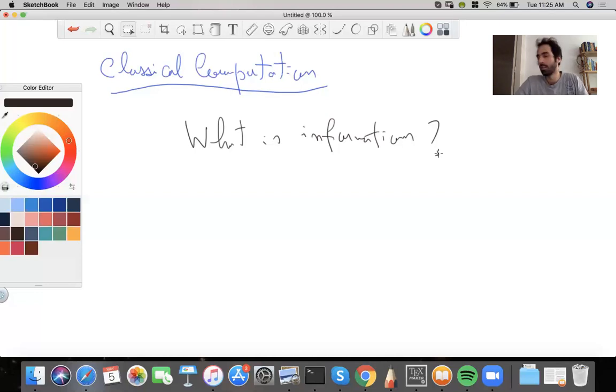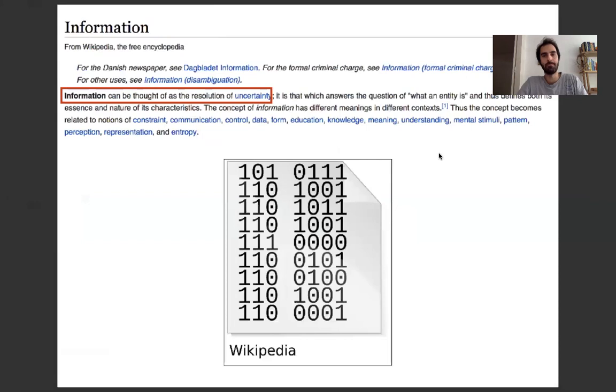I went to look on Wikipedia. Oh yeah, this is something about today's lecture. I'm gonna use some material, I hope this works. So Wikipedia has this very funny definition of information, which says information can be thought of as the resolution of uncertainty, which is quite nice and quite universal as a definition. Then it has this ASCII table here, which says Wikipedia, I think, I'm not sure.